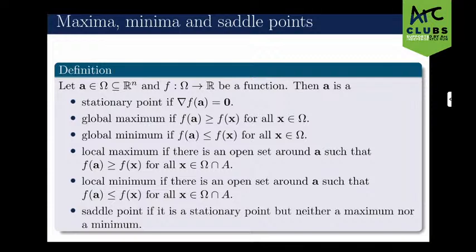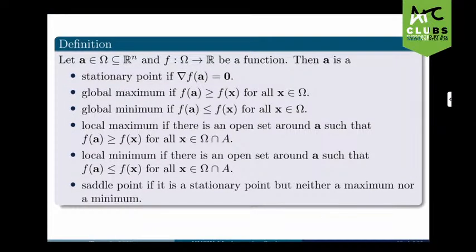If it's a local maximum, then it's just larger than everything around it. So there exists some ball around it so that f of a is larger than f of x. And we can also have a saddle point, which is something that is neither a maximum nor a minimum. In the one-dimensional case, a saddle point would be something like y is equal to x cubed. That's drawn a bit badly, but this would be a saddle point because it's a stationary point, but it's not a maximum or minimum. So we can also have similar sorts of things in higher dimensions.